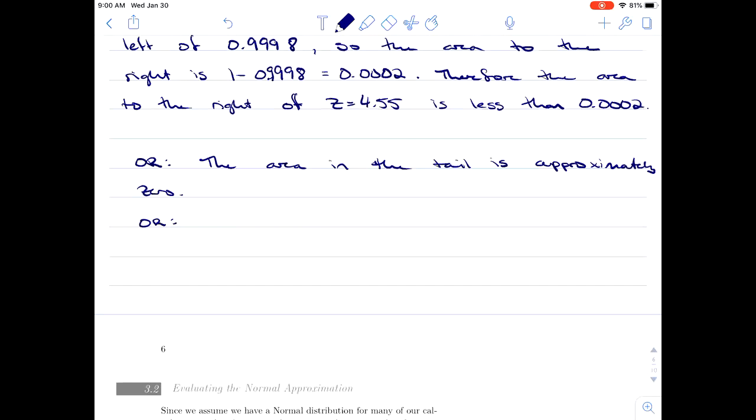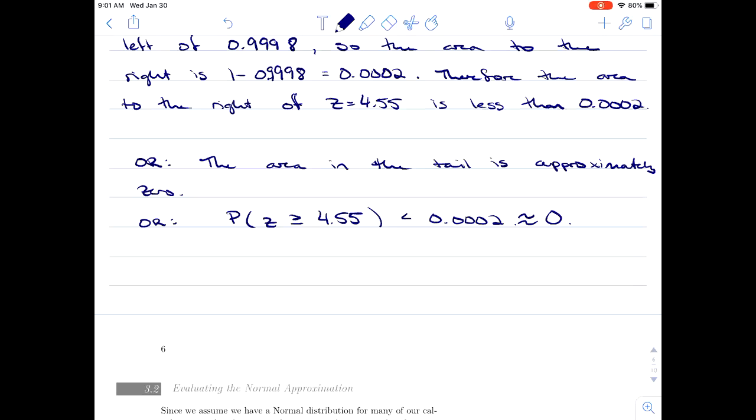Or in probability notation, the probability that Z is greater than or equal to 4.55 is less than 0.0002. You're allowed to do squiggly equals, but no straight equals, because 0.0002 is not equal to 0. It's approximately equal to 0. Good. So that's just an example of going off the table.